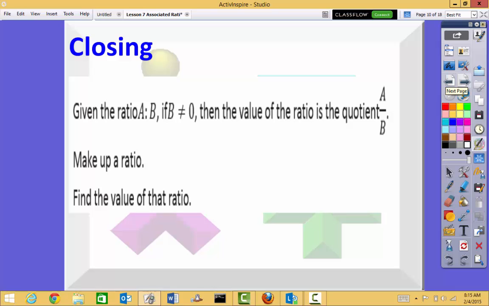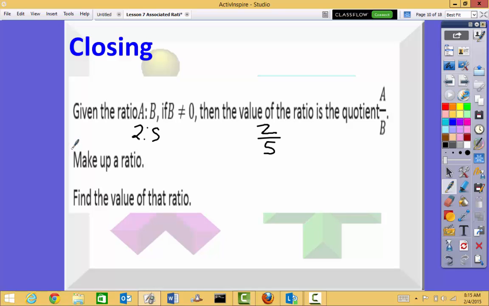All right, so what this means is our closing statement. So we're done. Given the ratio a to b, where b is not 0, the value of the ratio is the quotient a to b. So for example, if my ratio is 2 to 5, then the value of the ratio is 2/5.